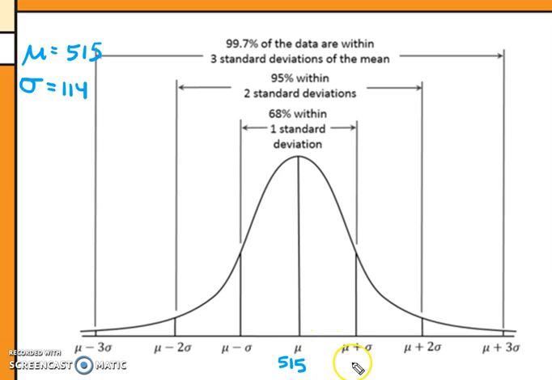So if I want to go 1 standard deviation above the mean, it's 515 plus 114. So 114 represents 1 step, or 1 standard deviation. So that's what, 629? If I want to go below it, 515 minus 114 is 401. Now let's do 2 standard deviations away. So let's say 515 plus 114 plus 114 again. And 3 standard deviations would be plus 114 again.